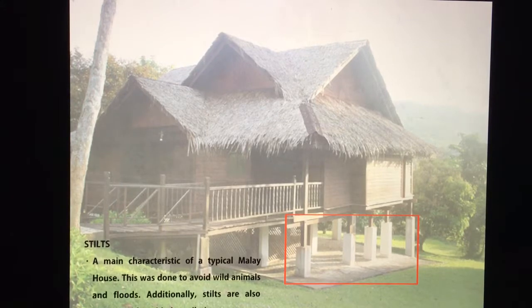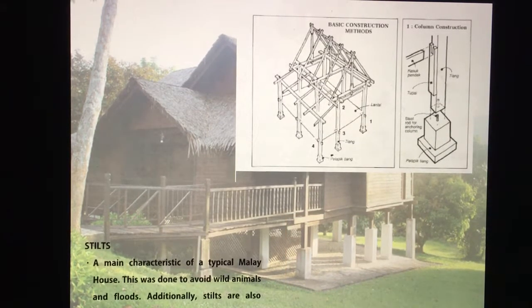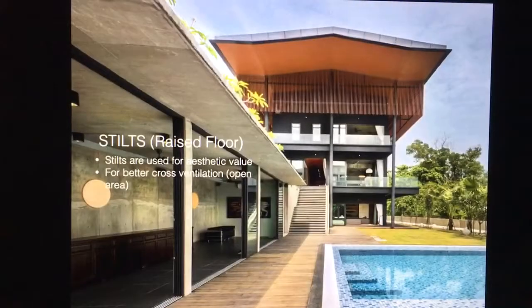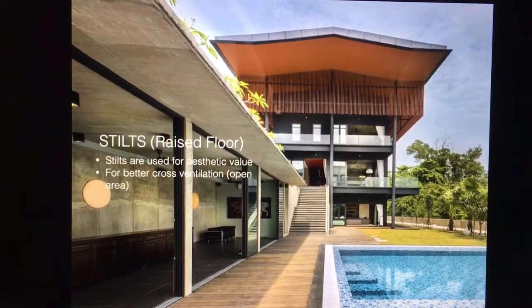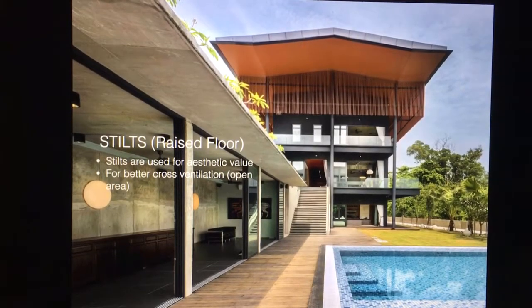This was done to avoid wild animals and floods. Additionally, stilts are also integrated for added ventilation. The stilts found on the 8D house are used for aesthetic value, as well as for better cross ventilation by taking advantage of the open area.